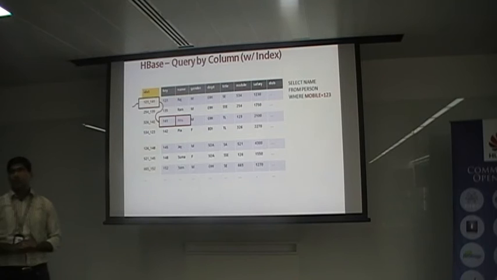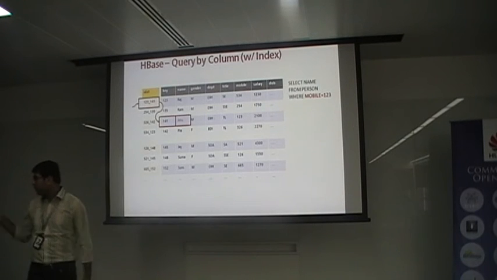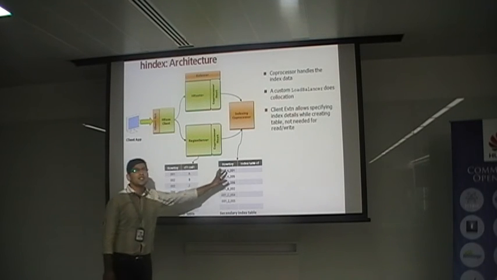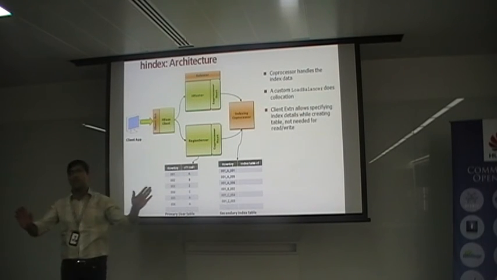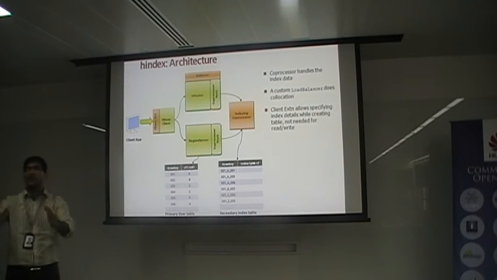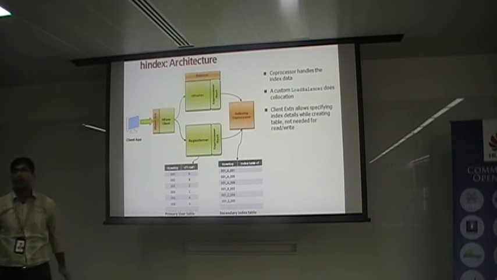Yeah, right. Because in the index table, go to the previous slide. In the index table, this is the row key. So HBase by design, if you query anything based on the key, it will be very fast, right? Because it is indexed based on the key. It's right.